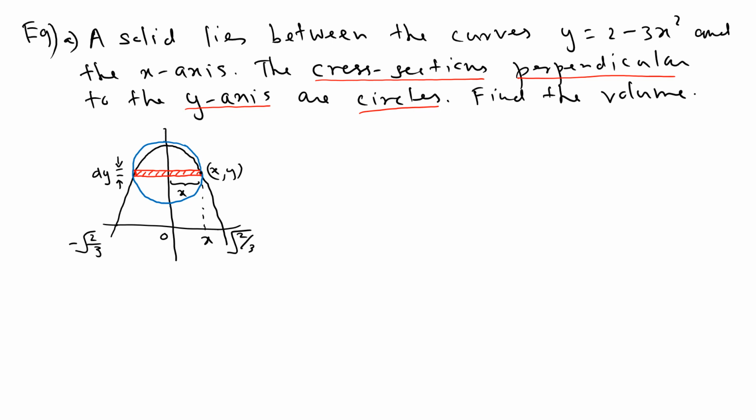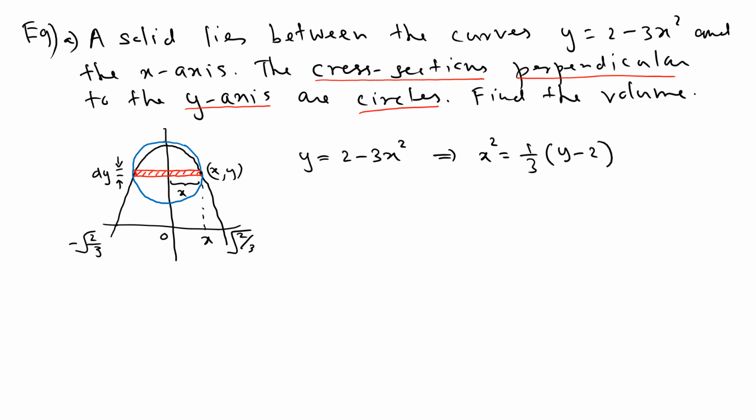We know that y equals 2 minus 3x squared. This gives x squared equals one third of 2 minus y. Since we need x squared, I'm going to leave it like that and not go for x. So that's the x value.